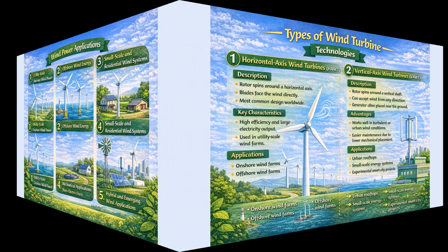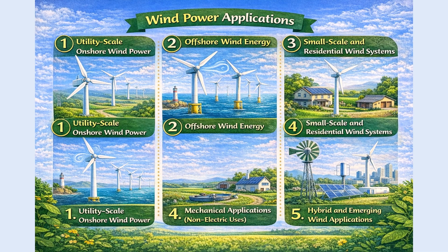What are the main ways wind power is actually applied and used in the real world? There are 5 main applications. 1. Utility-scale onshore wind power, large wind farms on land generating electricity for the national grid. 2. Offshore wind energy, turbines installed at sea to capture stronger, more consistent ocean winds. 3. Small-scale and residential wind systems, turbines under 100 kilowatts powering individual homes or farms. 4. Mechanical applications, using wind directly for non-electrical work like pumping water or grinding grain, just like traditional windmills.